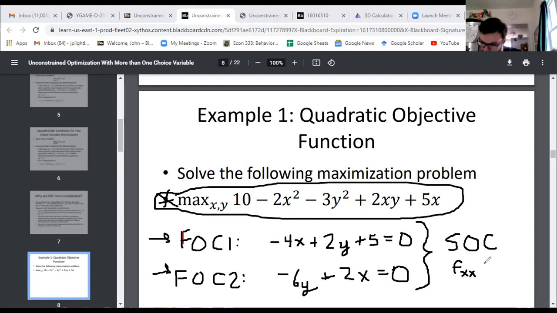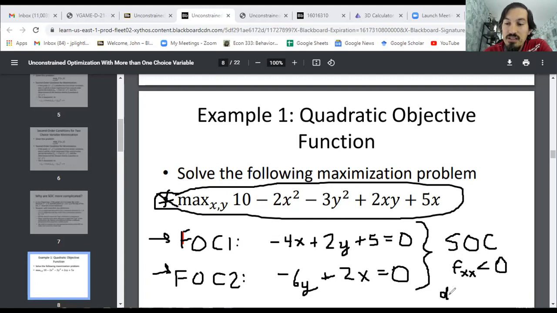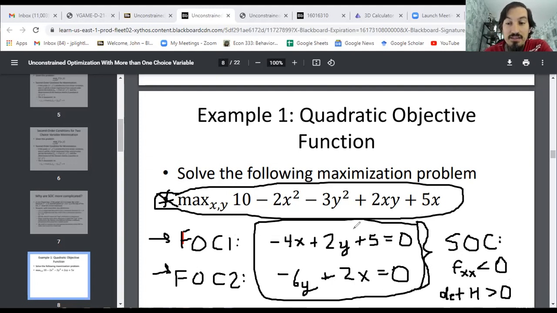Should be negative. Correct. Because we're doing a maximization, it should be negative. Thank you. So you need to check that. And then you also need to check whether the determinant of the Hessian should be positive or negative. I'll just tell you it's positive. So if you found an x and a y that solve both of these first order conditions simultaneously, and given that x and y, these second order conditions hold, that means you have found a local max of this problem.